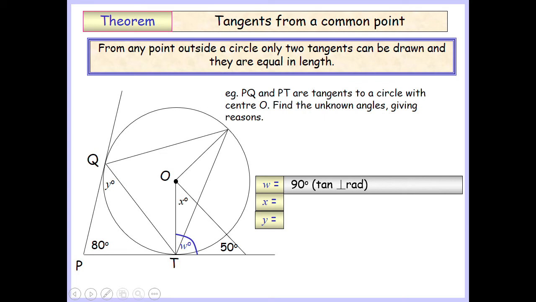Right. Okay. What will the angle X be? Don't overcomplicate it. 40 degrees, why? Sum of angles of a triangle. Okay?